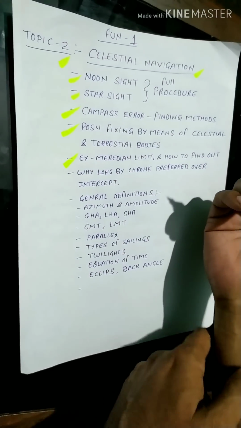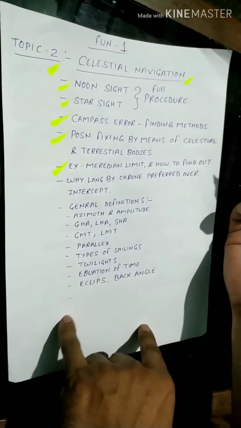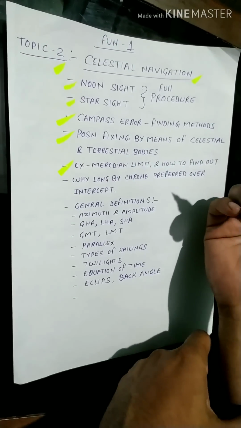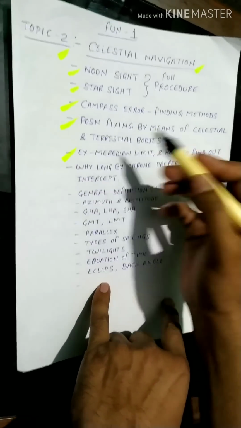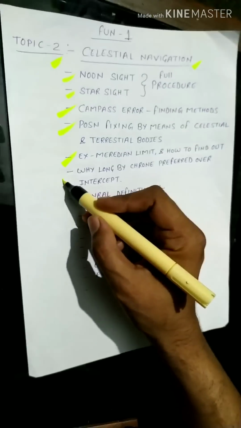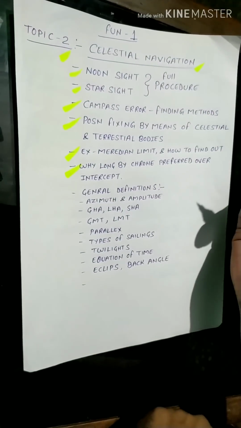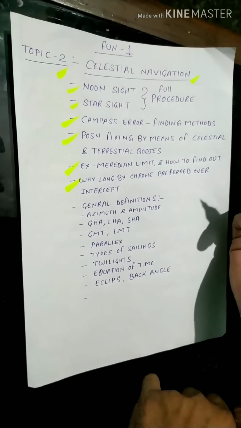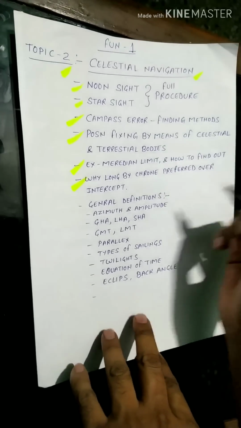Next one is ex-meridian limit. They will ask what is the ex-meridian limit or how you will find the ex-meridian limit. So you have to prepare for this also. This is the most frequently asked question by the surveyor, that is why long method is preferred over intercept. So few points are there that you have to learn.